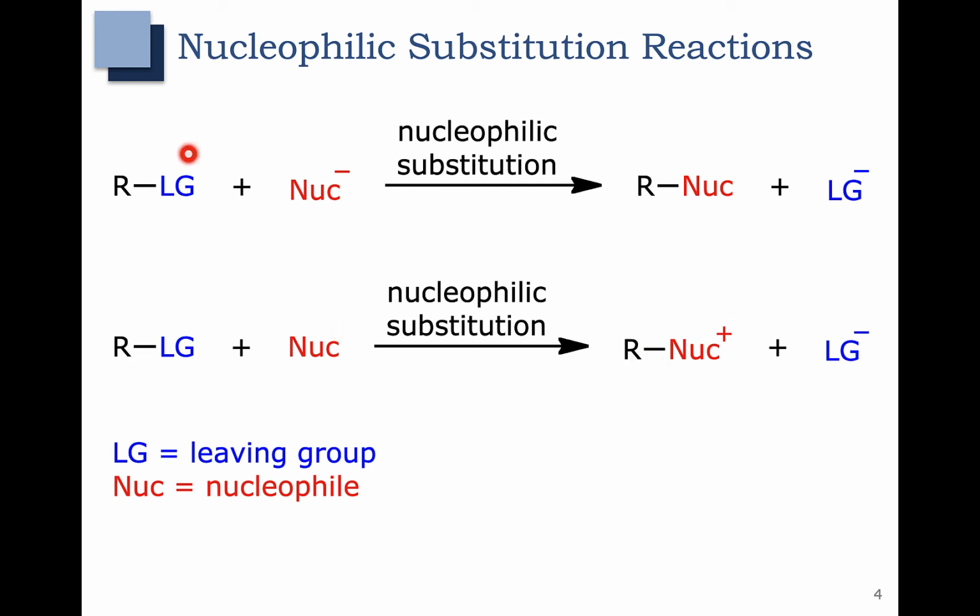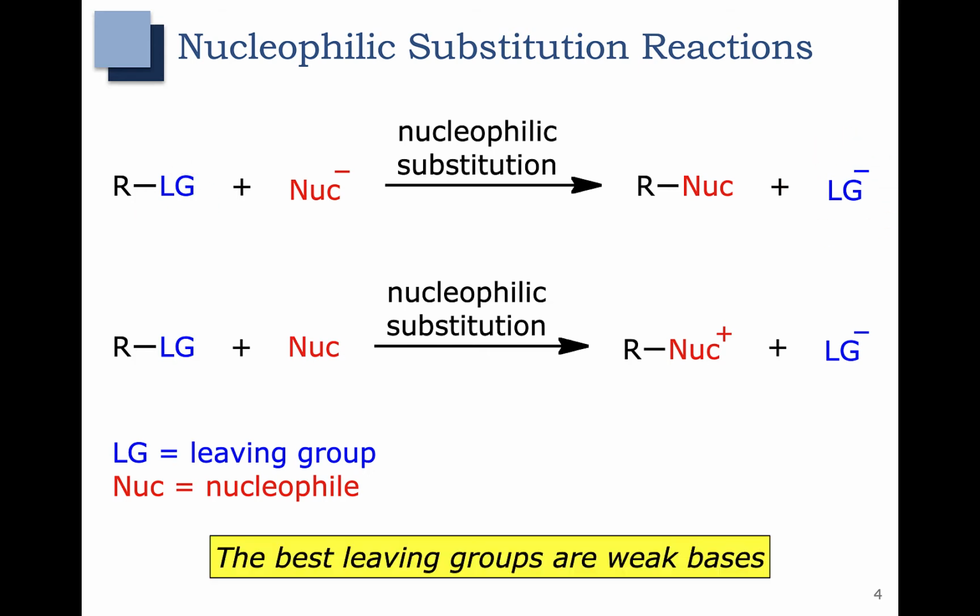The leaving group that falls off typically is going to have a negative charge after it falls off. Remember that the best types of leaving groups are weak bases, so something that is a strong base would be a bad leaving group.